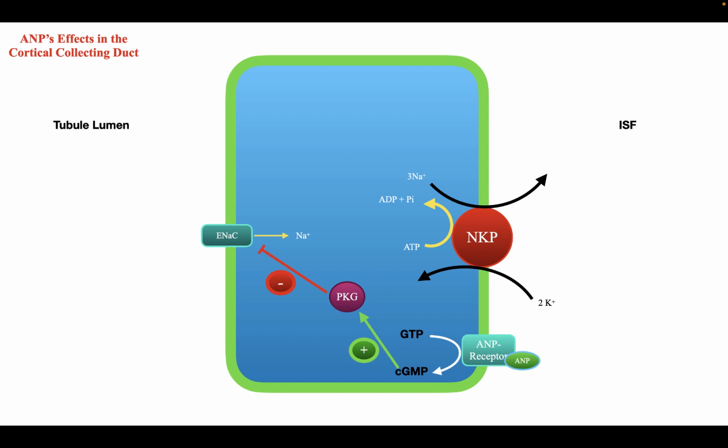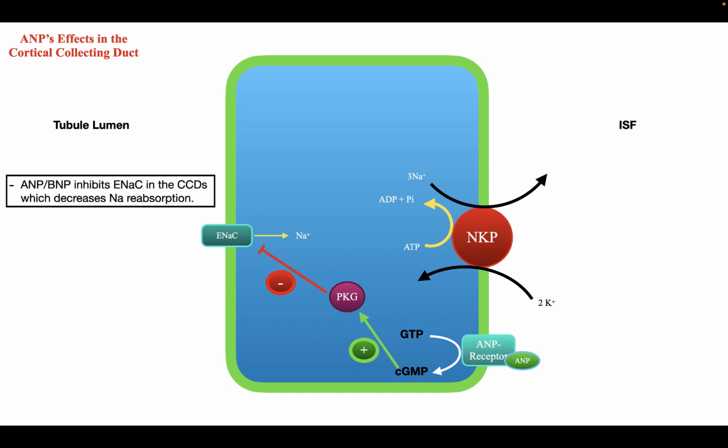So when the ENaC channels are inhibited, this means that less sodium will be brought into the cytosol, and therefore sodium reabsorption is decreased. So in summary, ANP and BNP inhibit ENaC channels in the cortical collecting ducts, which decreases sodium reabsorption in the cortical collecting ducts.